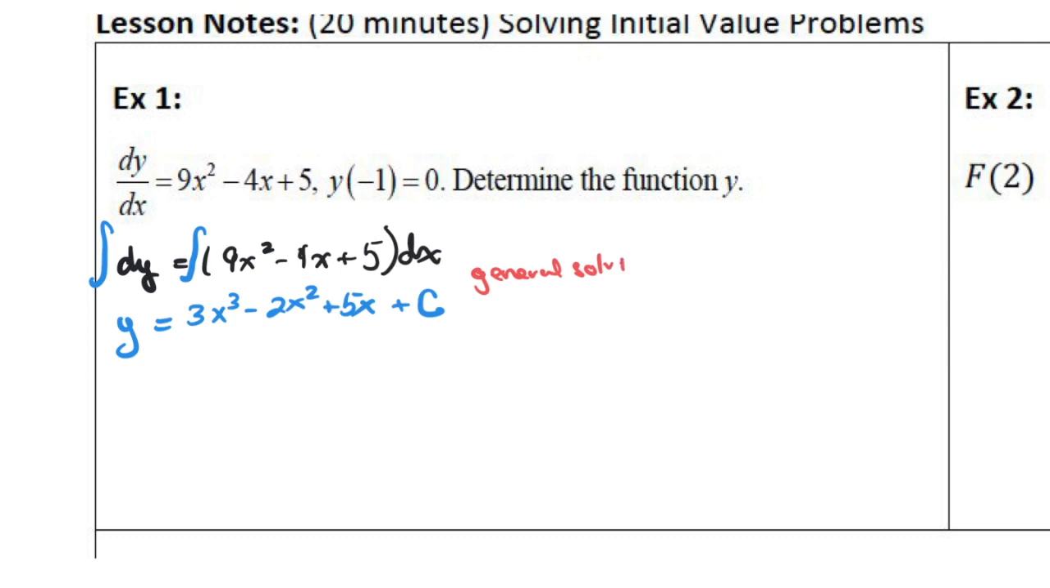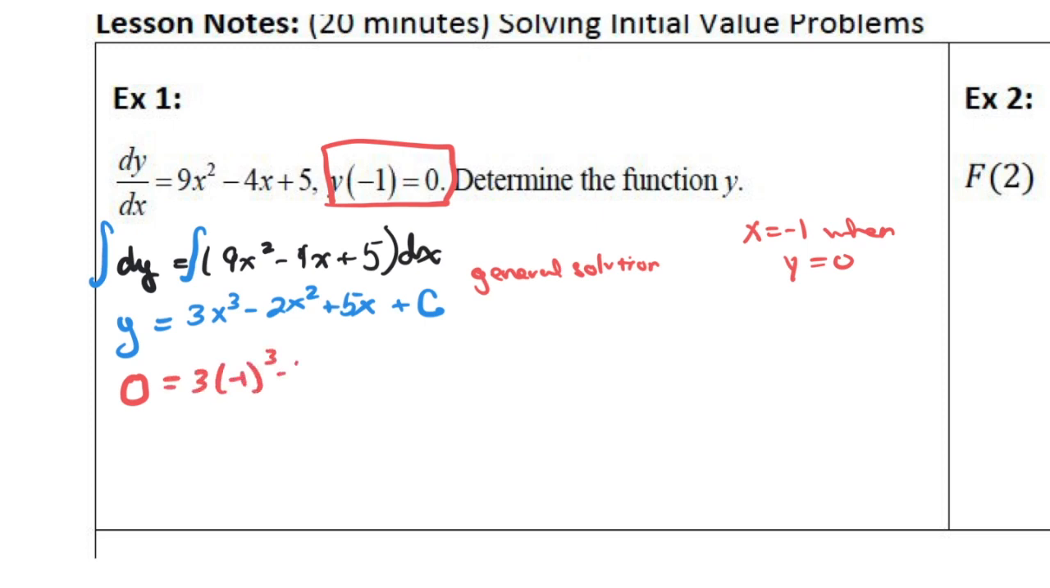That means your c value can take on any number, 0, 1, 7, whatever you feel like. But you were told very specifically that y at -1 equals 0, or that x equals -1 when your y value is equal to 0. In which case we can substitute. 0 equals 3 times -1 to the third minus 2 times -1 squared plus 5 times -1. Next we're going to solve for c, and you come up with 10 is equal to your c value.